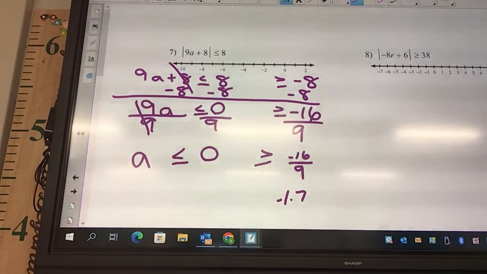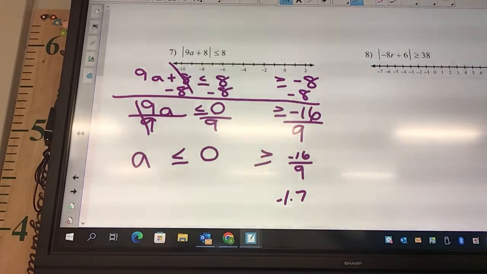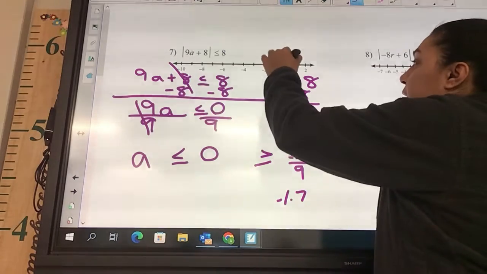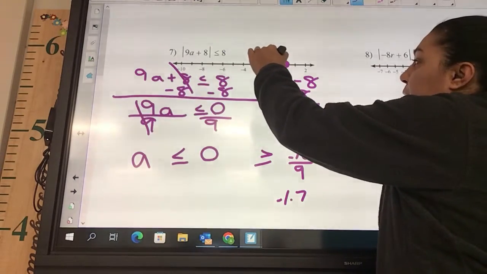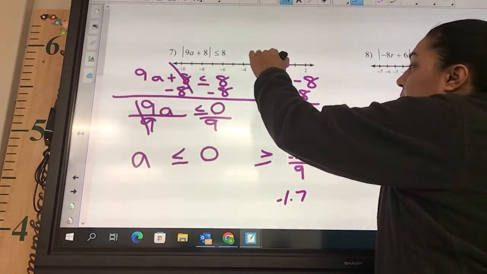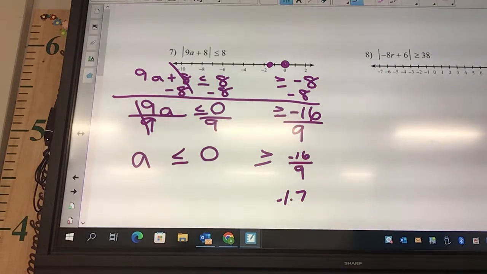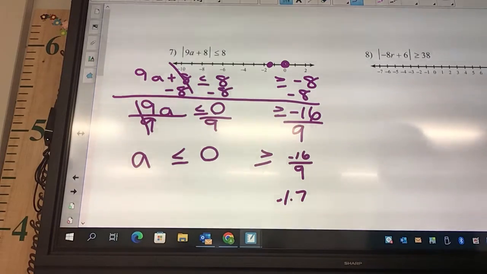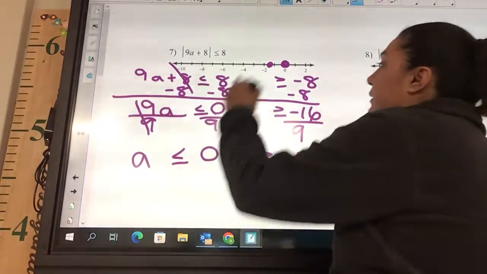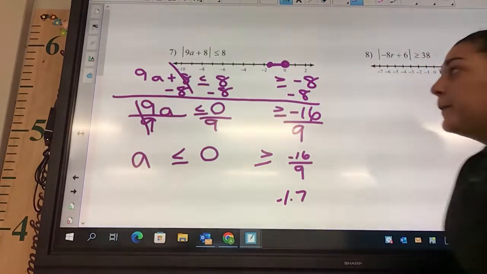So 1.7 goes between what two numbers? 1 and 2. Okay, so we've got a solid dot on 0, and then I've got a negative 1.7, so that's going to be somewhere here as well. Are those going to be pointed in or out? In. This says a is less than 0, so that's going to be pointed in.